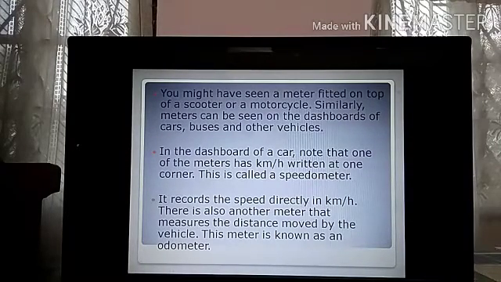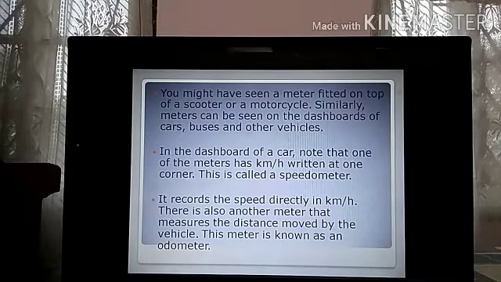If you are driving at a speed of 20, it will show you 20 km per hour. If you are driving at a speed of 50, it will show 50 km per hour. So that is called a speedometer. If you haven't seen it, just go and see it. It records the speed directly in km per hour. There is another meter that measures the distance moved by the vehicle. This is called an odometer.